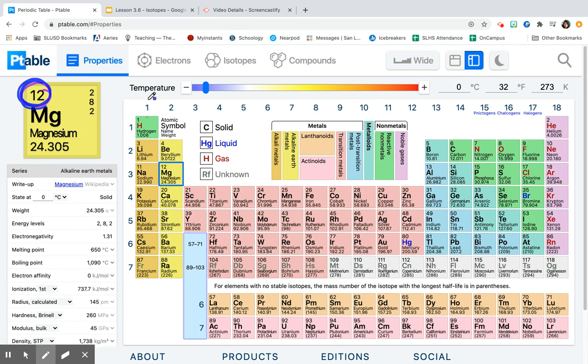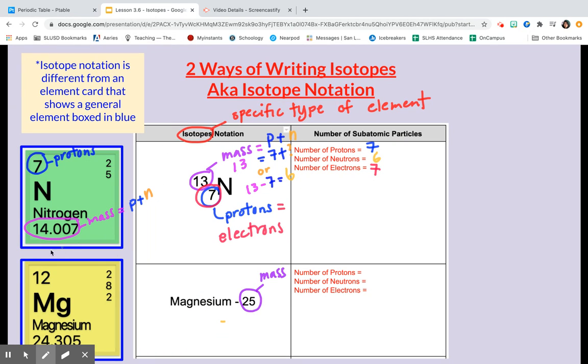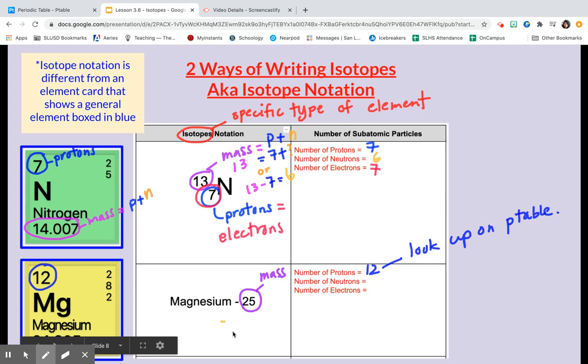So 12 protons. So now I can go back in here, right? 12 protons. So I know that I have 12 protons for this one. And if I'm given this version, I need to look it up on the periodic table. I'm just going to write P table for short, right?